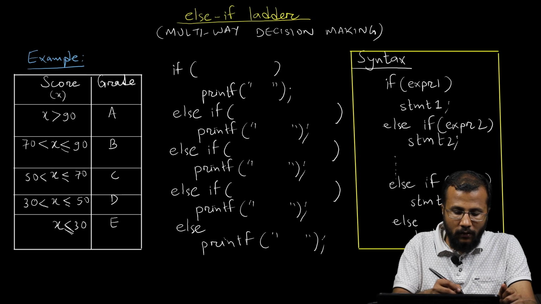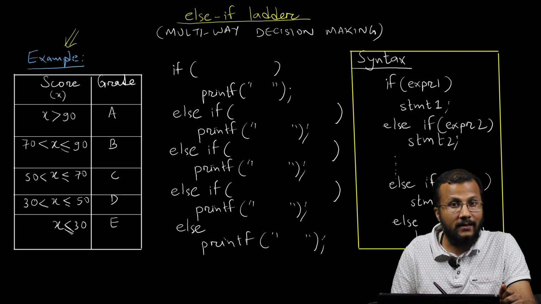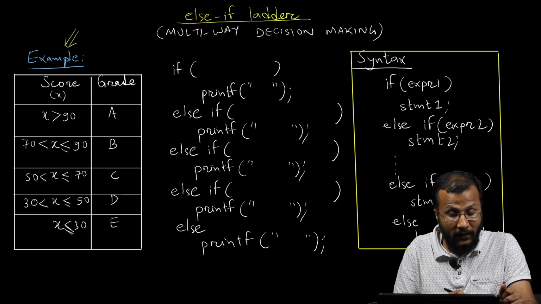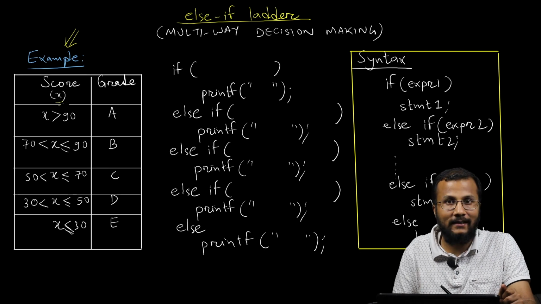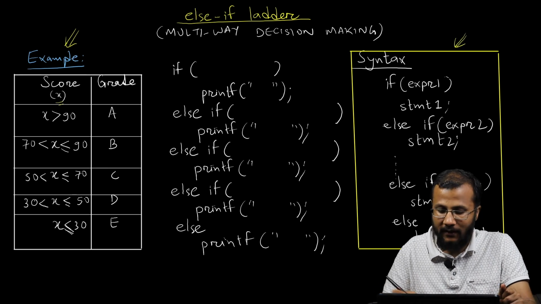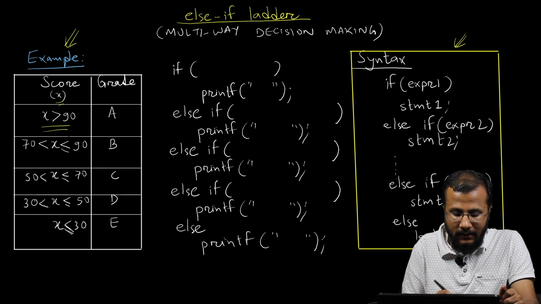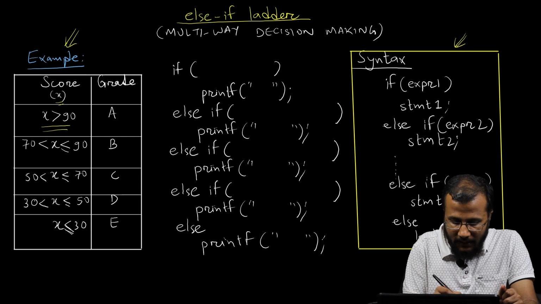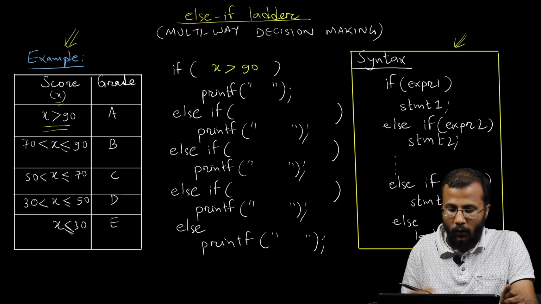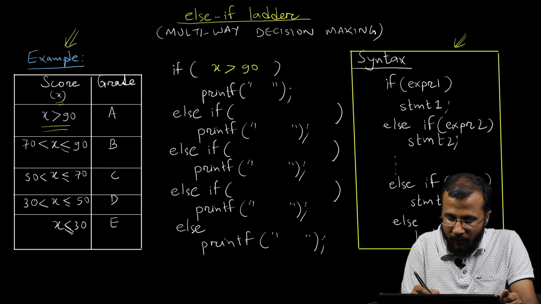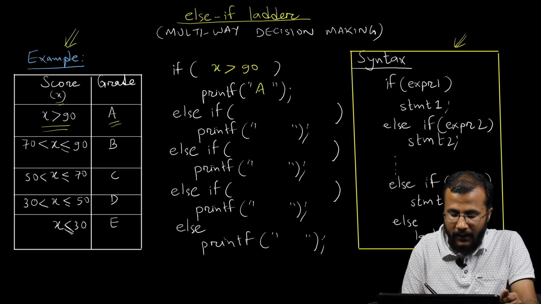Now let's try to write code based on this example of determining the grade of a student based upon the score X. The syntax of the else-if ladder is given here. First of all, we'll start with the first condition. What is the first condition? X greater than 90, so we can use the relational greater-than operator. If X is greater than 90, what do I do? What is the statement? I'll have to print that the grade is A.